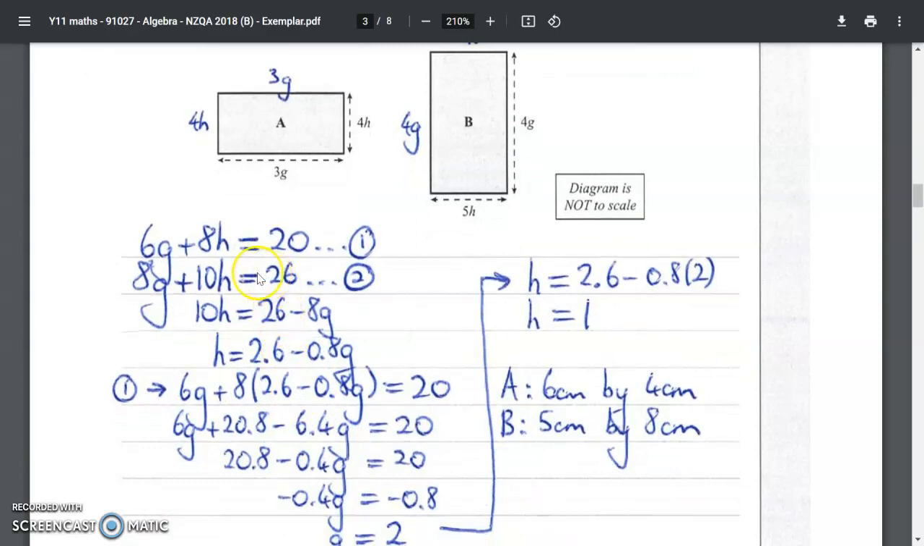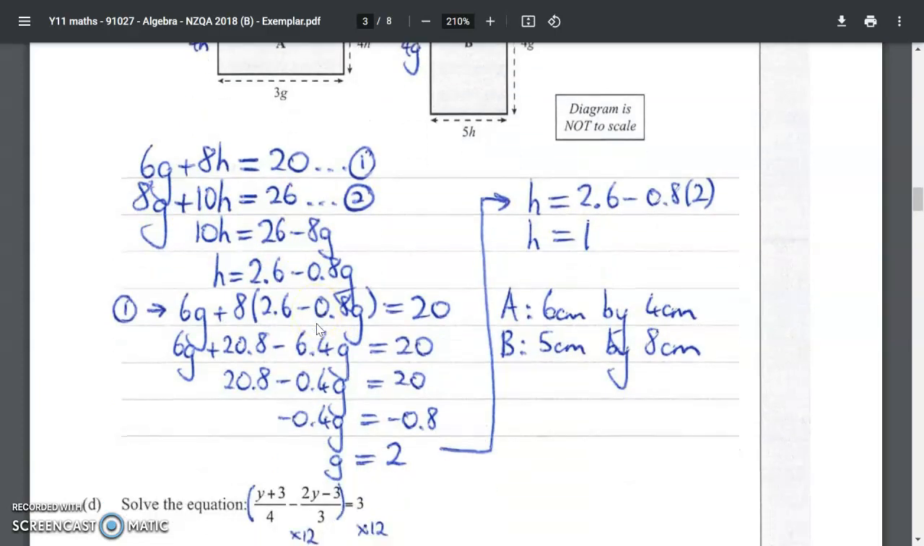Now let's take this second equation and rearrange it to make h the subject. So subtracting 8g from both sides, we get 10h equals 26 minus 8g, and then dividing both sides by 10, we get h equals 2.6 minus 0.8g. And what we can do is take this equation here, h is equal to this, and put that into our first equation. So that's what I'm doing here. I'm taking equation 1, and I'm replacing h with 2.6 minus 0.8g. That's all I'm doing there.